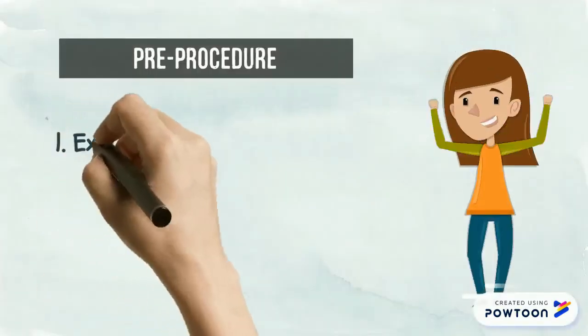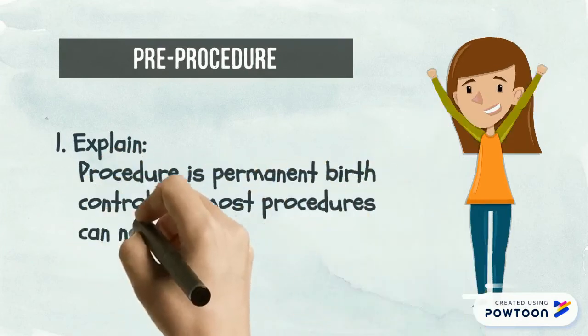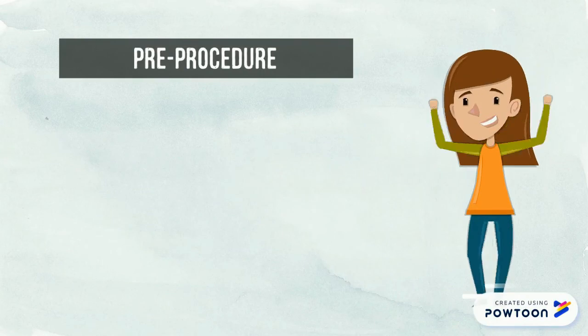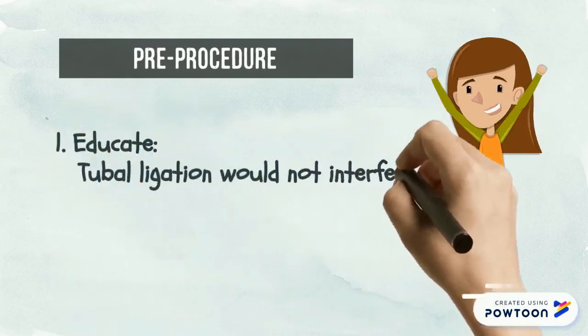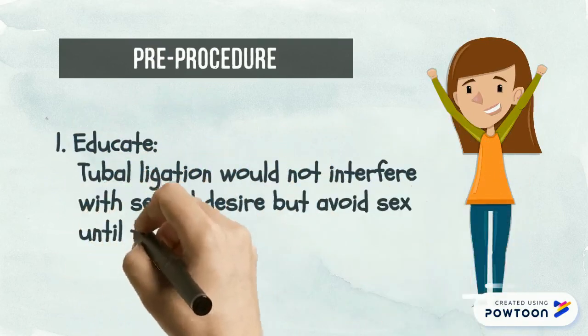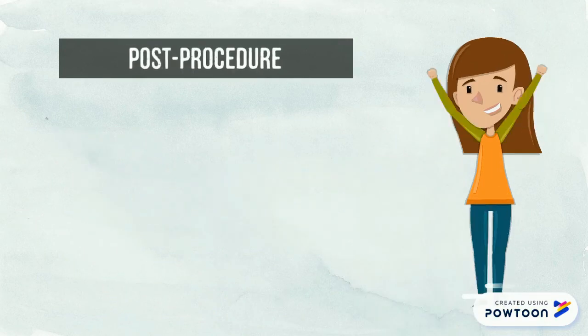Explain to the client that this procedure is a permanent birth control and most tubal ligation procedures cannot be reversed. Then, educate the client that the procedure will not interfere with sexual desire, but avoid sexual activities until the doctor informs that it is safe to do so, to give way for the tubes to heal properly.